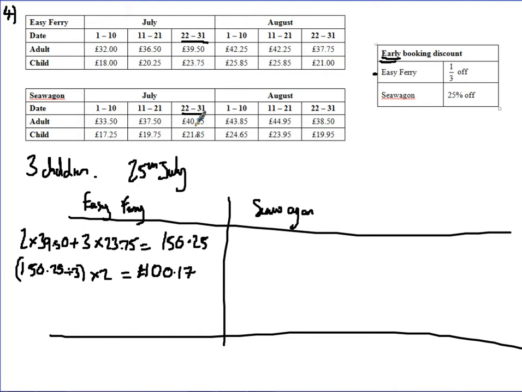Now Sea Wagon, prices here, so adults, we're going to get 2 adults again. I'm going to add on 3 children.